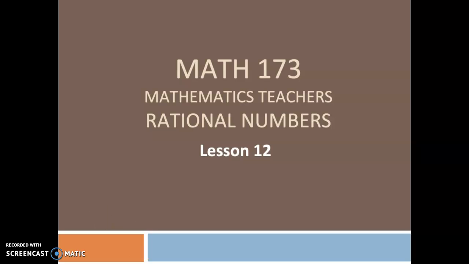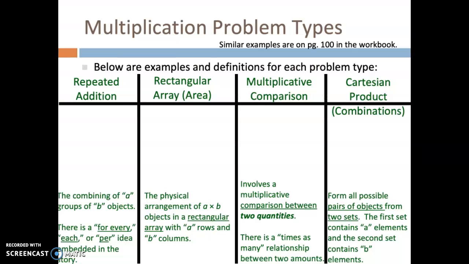Welcome back. This is part 2 of lesson 12, rational numbers. Let's go back and look at our multiplication problem types, paying attention to the vocabulary. Repeated addition is the combination of A groups of B objects. So you're looking for words such as for every, each, or per embedded in the story problem.